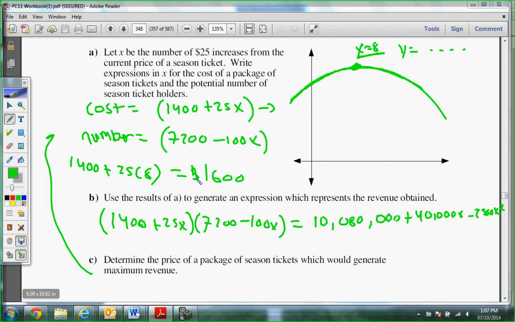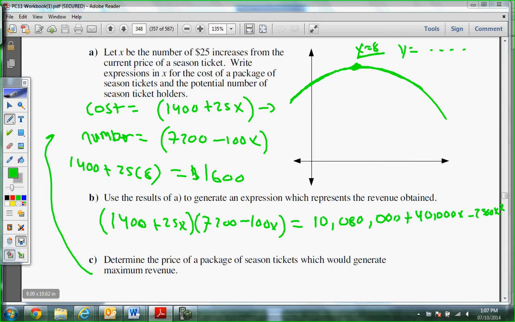Does that make sense? Did I lose anybody yet? So what we did was find that the max was at x equals 8. That means I want to increase my ticket prices 8 times $25. By doing that, the 8 times $25 was $200 added on. $1,600 is the price, and the next thing we're going to do on part D is figure out how many people we're going to lose in terms of ticket holders.